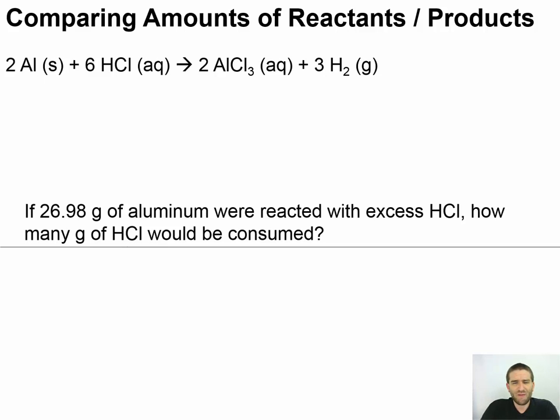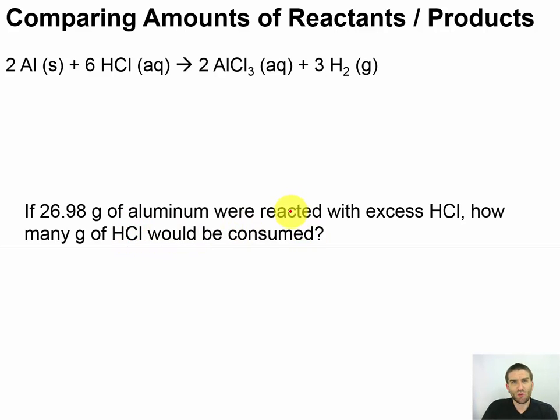Now, you see here we have a balanced chemical equation. And down below we have the word problem that's associated with it. So you can see here that we've balanced it. So we have 2 aluminums and we have 2 aluminums. We have 6 hydrogens, 6 hydrogens, 6 chlorines, and 6 chlorines. So this is a balanced chemical equation. Now if we take 26.98 grams of aluminum and we react them with excess HCl, here excess is telling us that we have more HCl than we need. How many grams of HCl will be consumed?